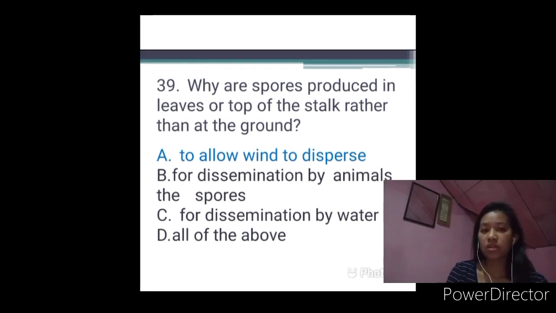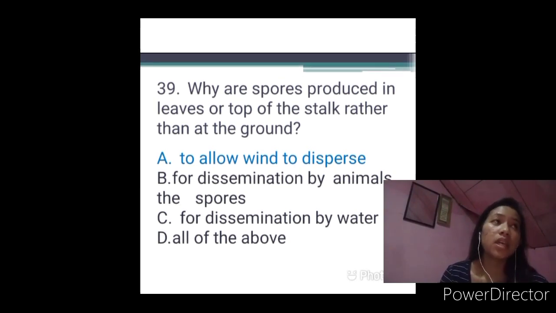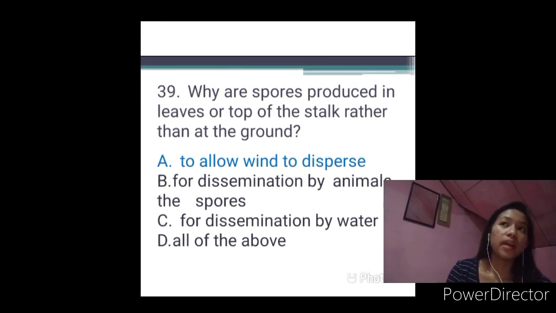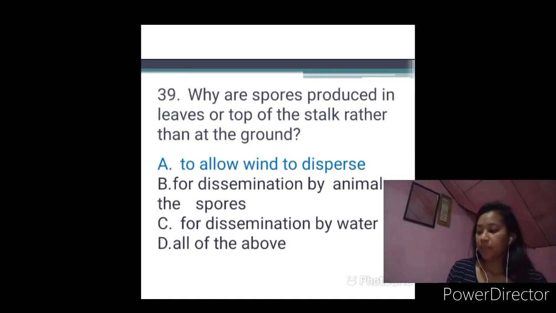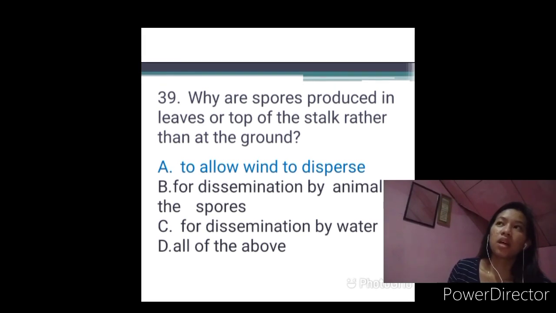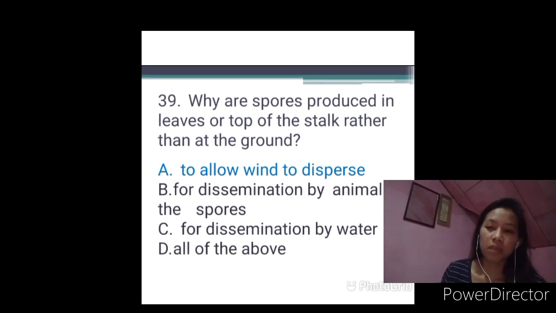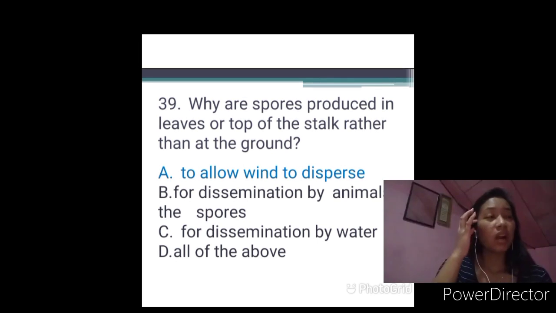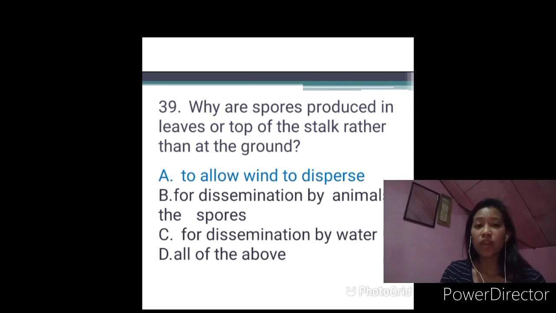carries the spores to make them mature and let them grow. It's not for dissemination by animals, because there are a lot of types of animals. There can be carnivores, omnivores, and herbivores. But usually, animals only eat grasses and not ferns.